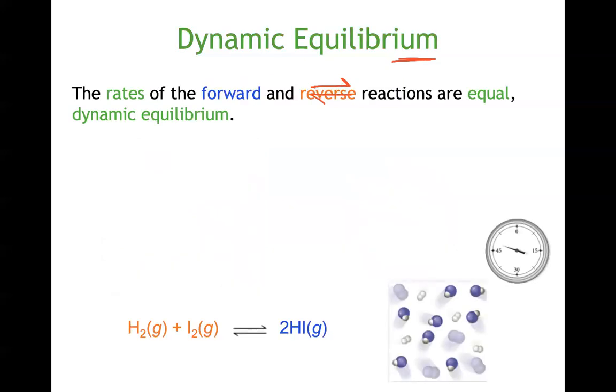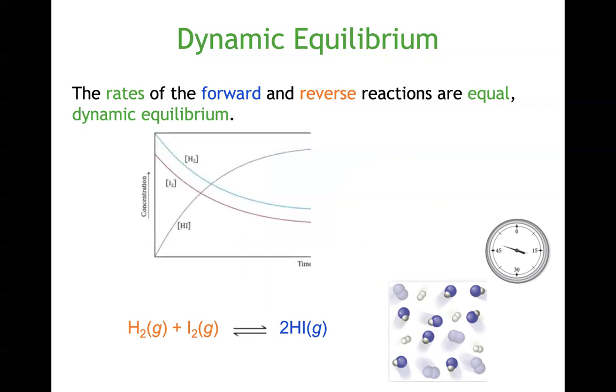Okay, so the rate, again, it's the change in concentration over time. The rate of the forward and the reverse reaction is equal, right? So let's take a look at a plot. What do we mean by that? If we're plotting concentration on the y-axis versus time on the x-axis, what do we have initially?